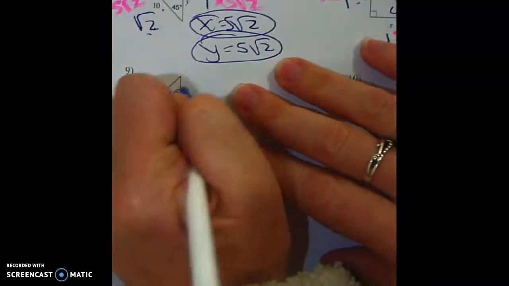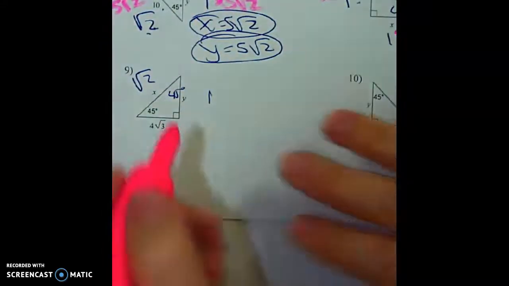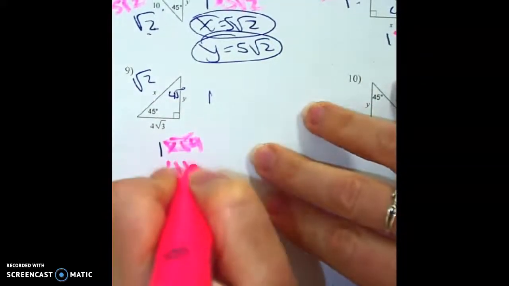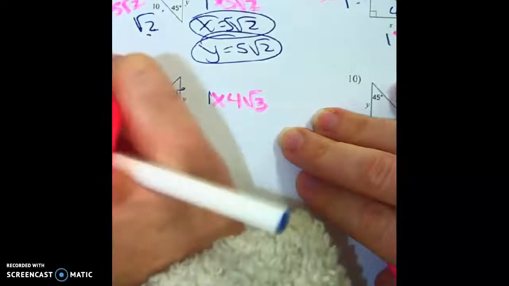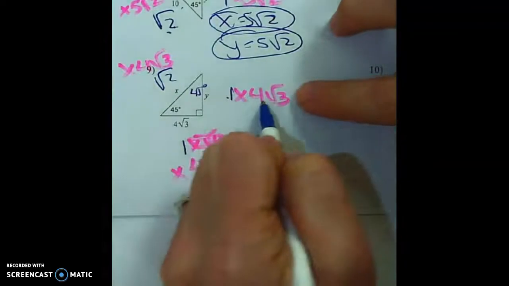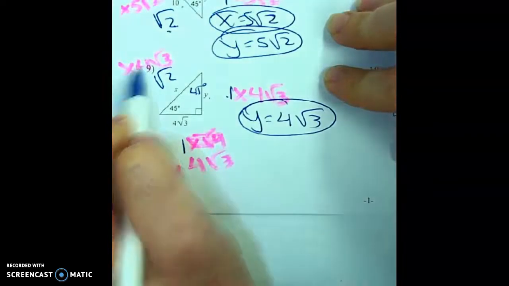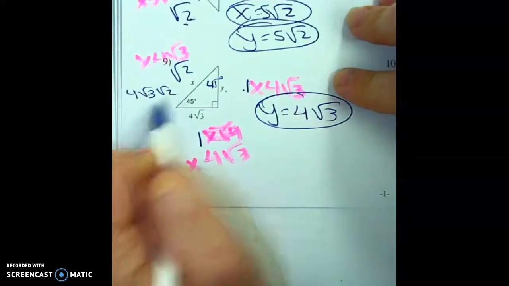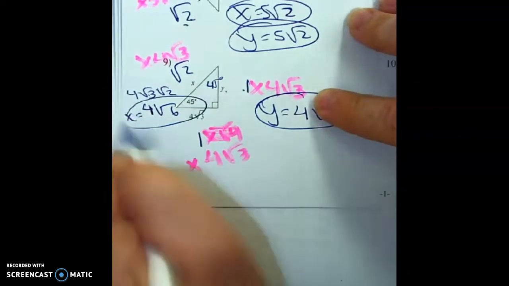45, 45, 90. 1, 1, rad 2. Oh, cool. When it's the 1, it's so much easier because it's just itself. 4 rad 3. That means this is times 4 rad 3, and this is also times 4 rad 3. Okay? 1 times 4 rad 3 is 4 rad 3. And then this is 4 rad 3 rad 2. The square root of 3 times the square root of 2 is the square root of 6. I can't take the square root of 6, so x equals 4 square root of 6.